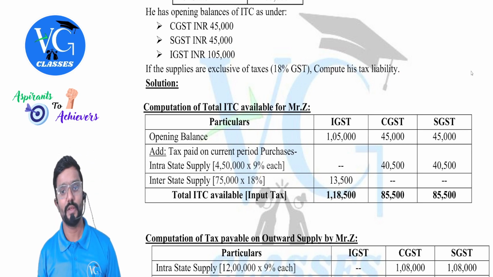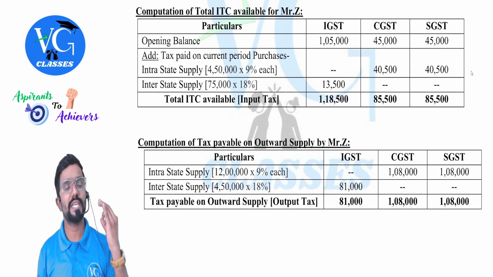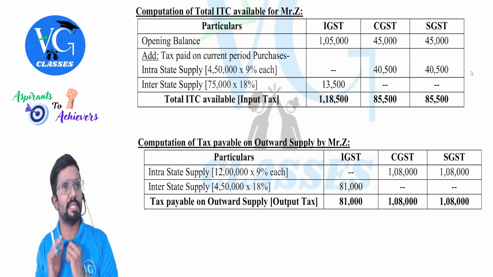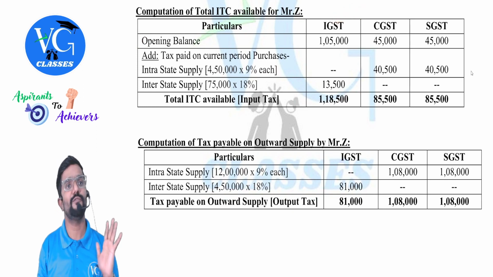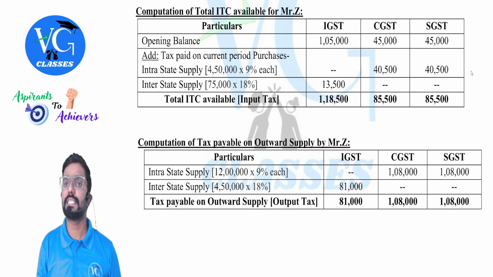For this we need to do 3 calculations, guys. First, input tax available. Already he has an opening balance. Guys, what I suggest is try to take the IGST column first, as we need to adjust it in that order. So try to take IGST always first.